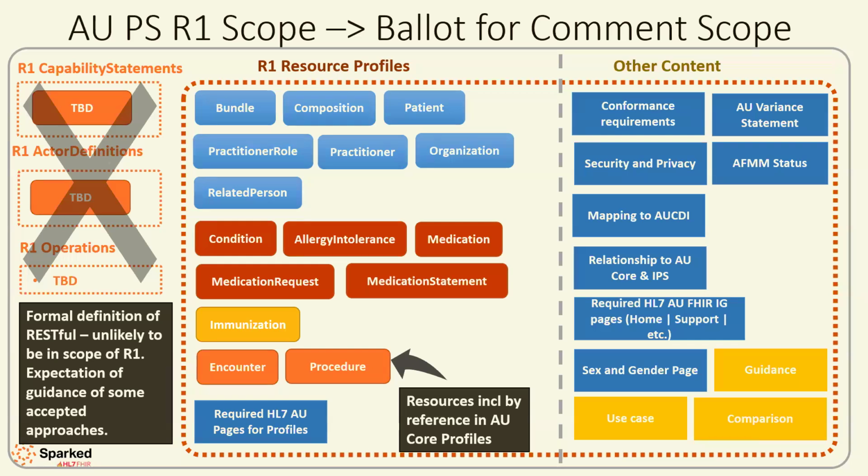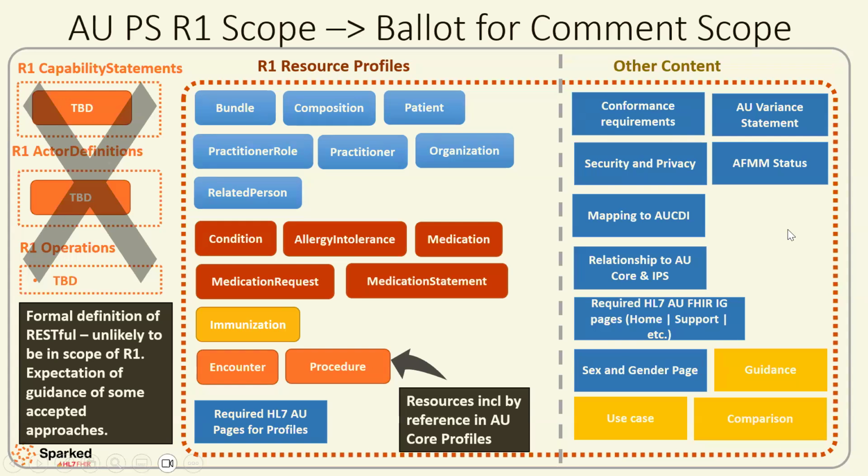And then there's these other ones that are in yellow, because leaning off the IPS colors where blue is required, these yellow ones are the nice to haves. It's guidance, the use case, we're working on use cases, and having a comparison page where we compare what we're doing to like IPA, IPS, or other things. We would like to have those, but they're not actually a mandatory requirement. So this is kind of looking at our R1 scope.